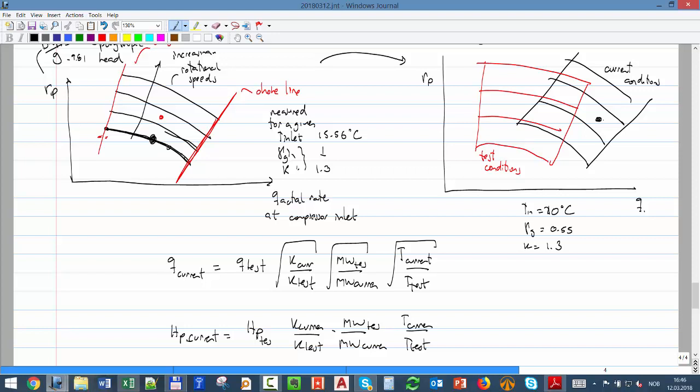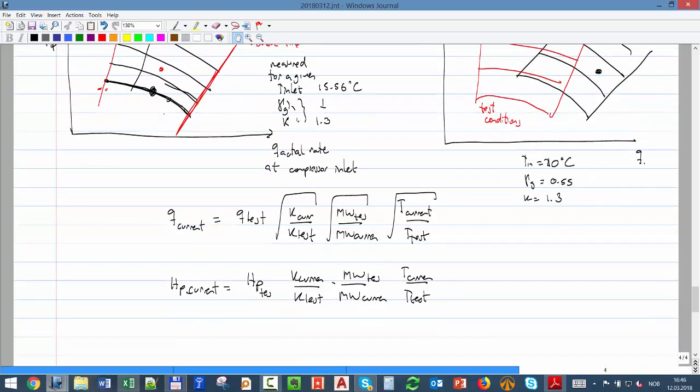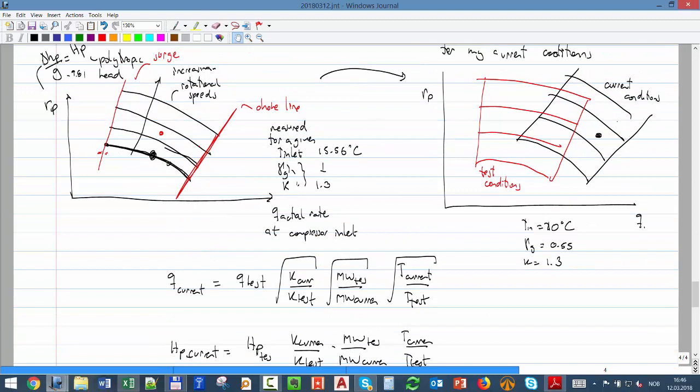Now I suggest another approach. Instead of doing that, you can take the operating point and convert it to test conditions using exactly the same approach. Then you don't have to move all the points in the curve, you just have to move one point. And it will be exactly the same thing.